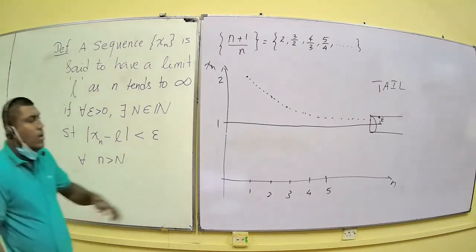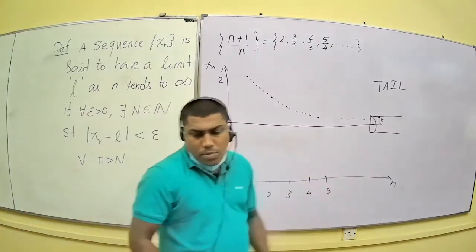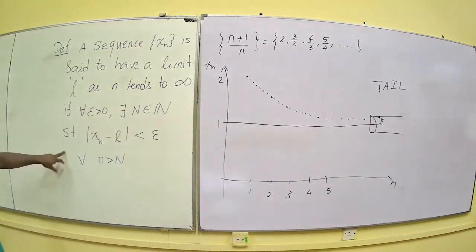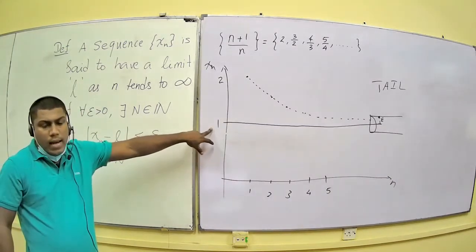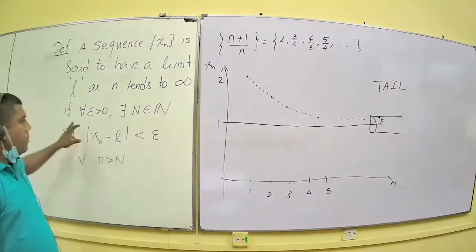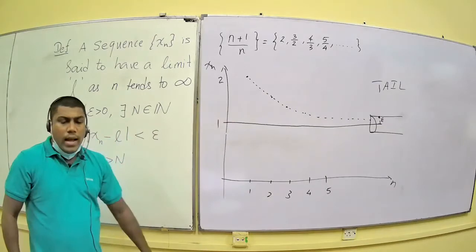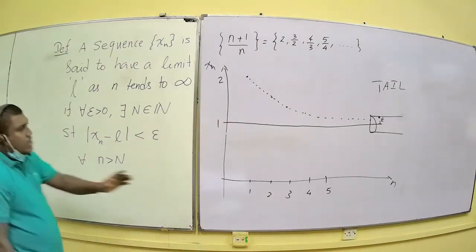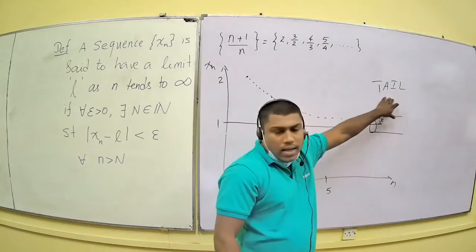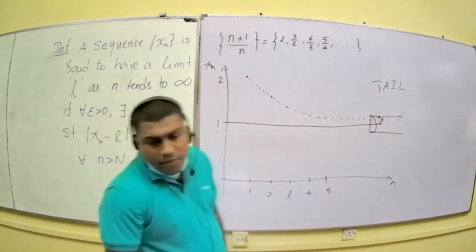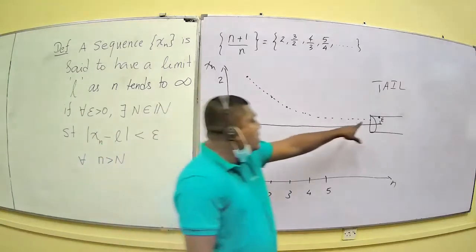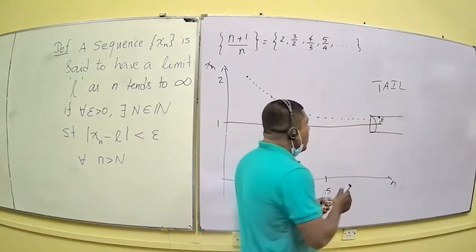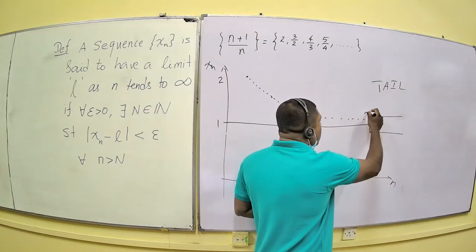We write down this pictorial interpretation in mathematical notation. If you say 1 is the limit L, for every epsilon positive, because you can choose epsilon as small as possible, there exists some N after some point. That is why the tail comes, N becomes very large. So in the tail, the distance between the point xn and L, here these dots are the xn's, right?